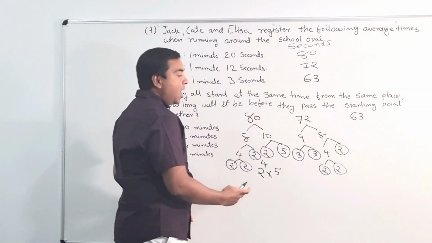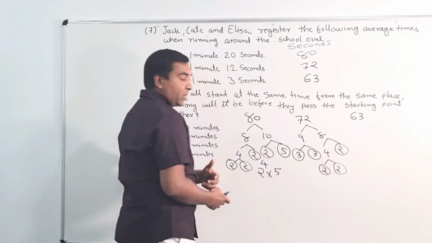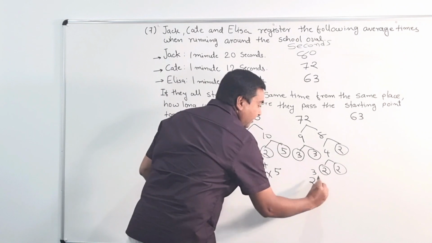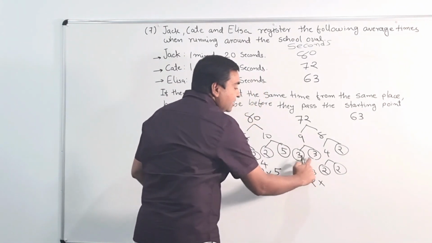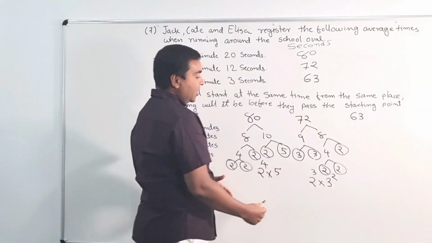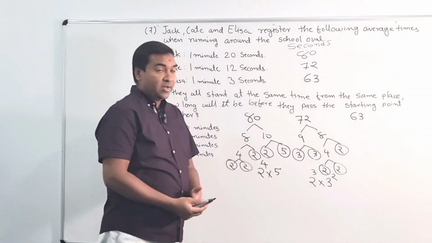Okay, how many 2's? 1, 2, 3. There are 3 2's, so you can write down 2 power 3. Multiply by how many 3's? 2 3's, so you can write down 3 power 2. So that's how I change 72 into prime factors as well.